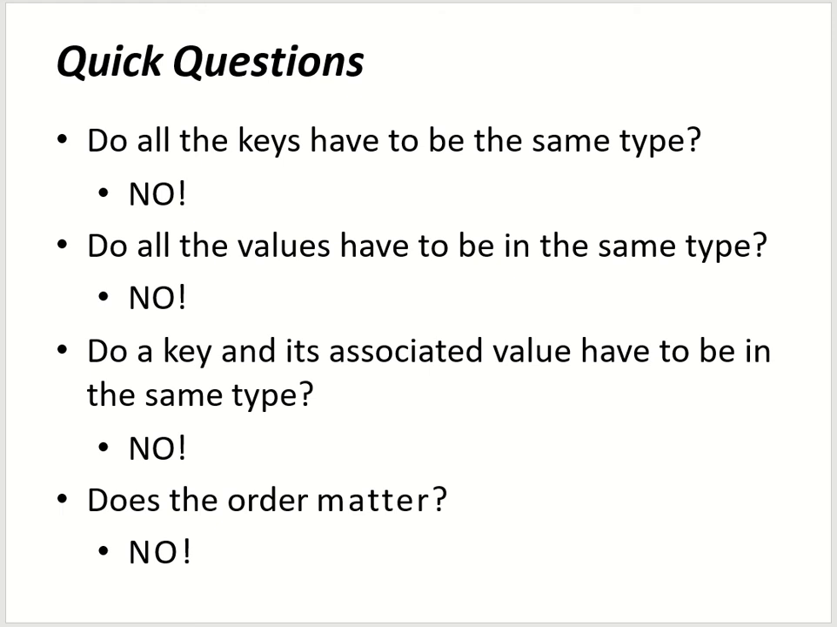So just some quick facts about dictionaries. Keys do not have to be the same type. Some could be integers, others could be strings. Similarly for values, they don't need to be the same type. A key and its associated value can be of different types. You could have string keys and numbers for values, which is quite common. And the order of the items, an item being a key value pair, doesn't matter, and it's not remembered by the interpreter.